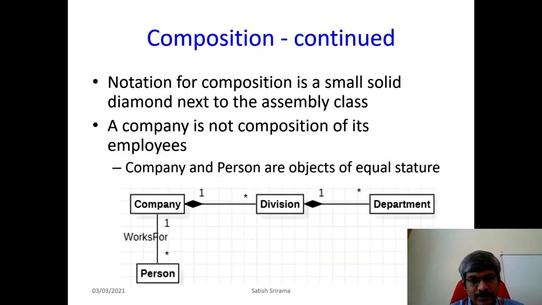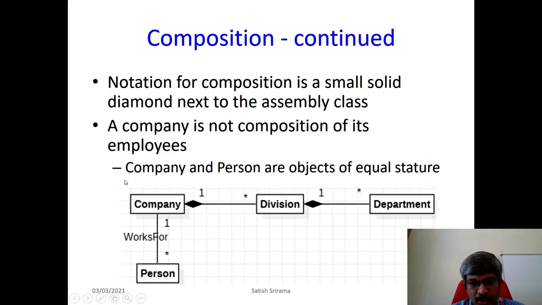So let us look at an example of this sort of composition. The composition notation is again a diamond, but this is a solid diamond next to the assembly class. For example, here a company is an assembly class which has several divisions. So a company is composed of several divisions, and a division is composed of several departments. The multiplicity here is one to many in both cases.